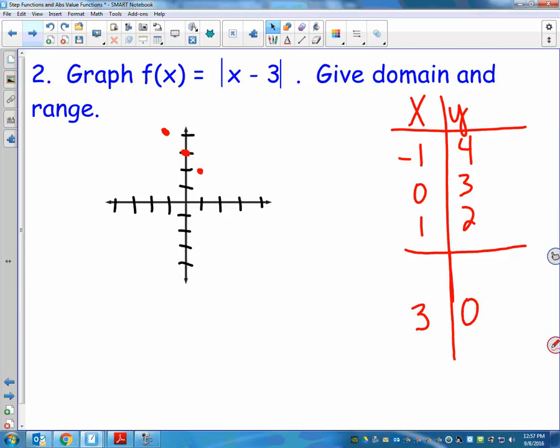So you always want to start with what makes the absolute value go to 0. And then if you just pick one above and one below that number, you're always going to get that V-shaped graph, and you don't have to just keep picking random numbers. You can. You could just keep picking numbers until we get the V-shaped graph.